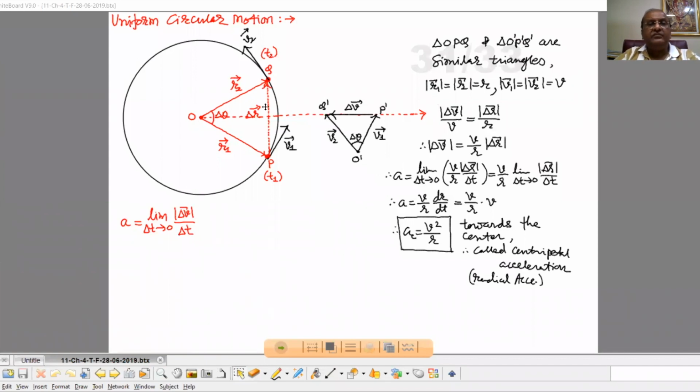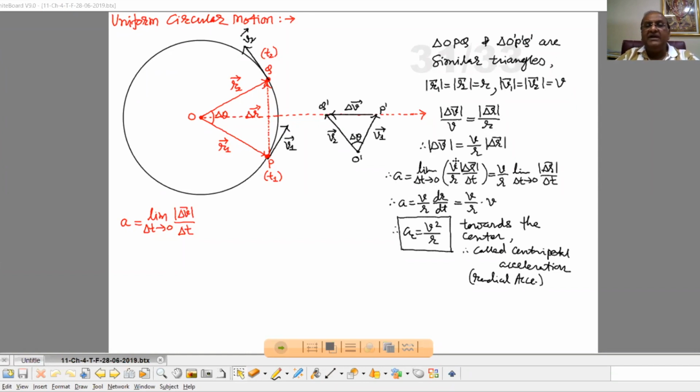Clear? Now, the magnitude of R1 and the magnitude of R2 is the radius of the circle R. The magnitude of V1 and the magnitude of V2 is the speed of the particle V. Now, these two triangles are similar triangles, so we can write delta V by V equals delta R by R. So delta V equals V by R times delta R. Now, acceleration is delta V by delta T, but we want the instantaneous value. So we can write the limit as delta T tends to 0.